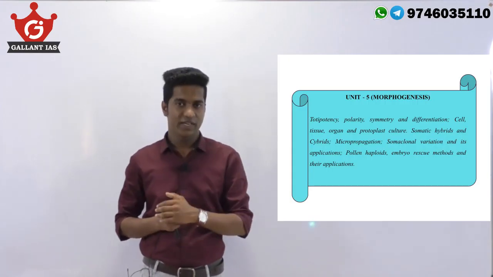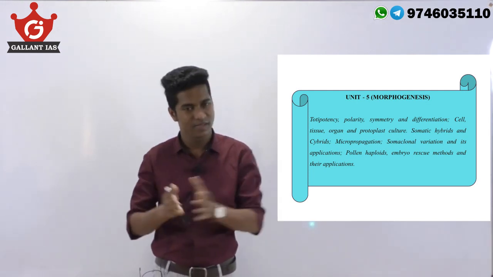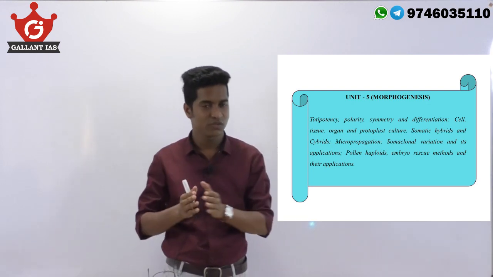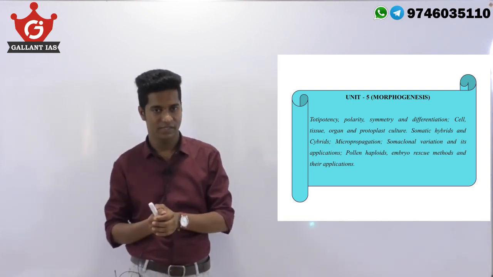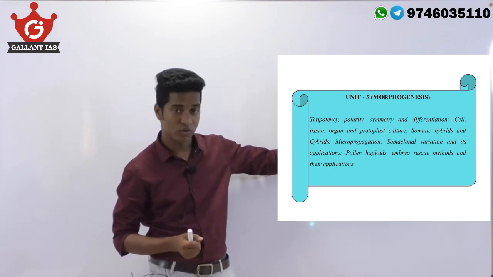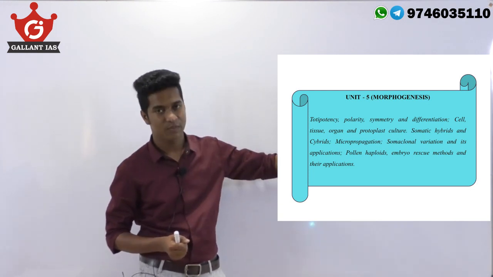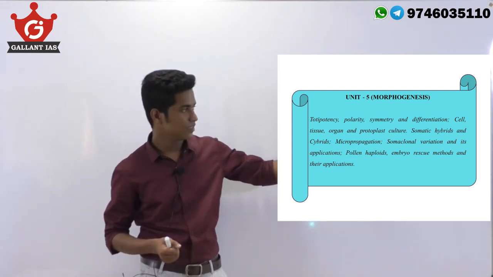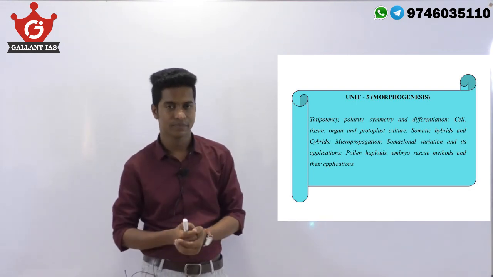And the fifth unit is morphogenesis. Morphogenesis simply means tissue culture techniques, and you have to know the different tissue culture techniques and their applications. This unit is a scoring one. If you know the different tissue culture techniques and their applications, you can simply write good answers from this topic. And it is one of the important topics of paper 1.